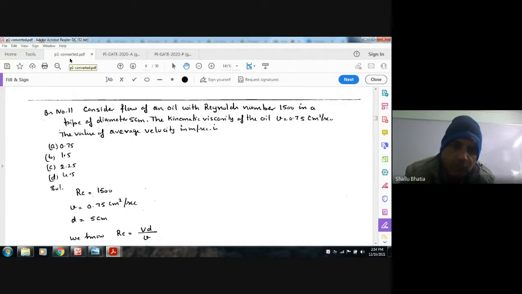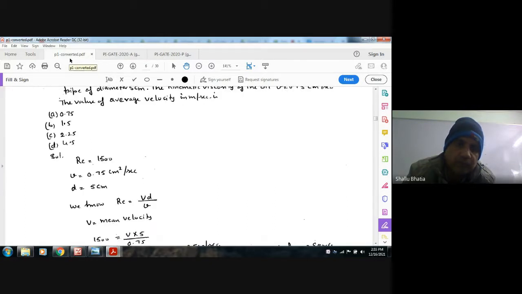Consider flow of an oil with Reynolds number 1500 in a pipe of diameter 5 centimeter. The kinematic viscosity of the oil is 0.75 centimeter squared per second. The value of average velocity in meter per second is: option A 0.75, option B 1.5, option C 2.25, option D 4.5.